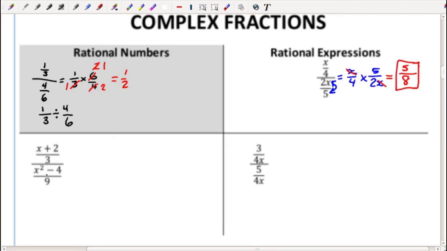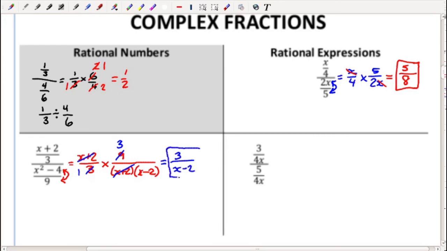Okay, again, same thing here. Just think the bottom is what's going to flip to make it multiply. So this is x plus 2 over 3 times 9 over, going to factor this to x plus 2, x minus 2, difference of squares. And then you can go ahead and cancel. So the x plus 2 cancels x plus 2. 3 cancels with the 3 from the 9. And we're left with on the top just 3, and on the bottom just x minus 2 for your final answer.